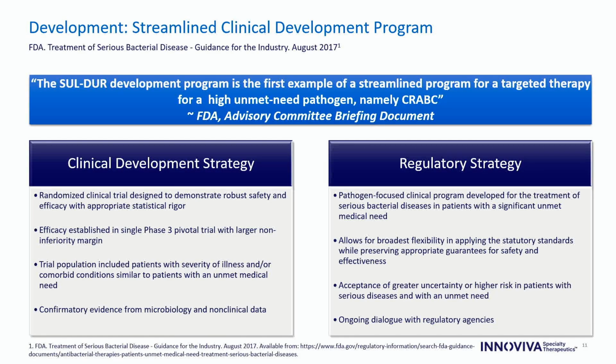Continuing on development, a streamlined clinical development program. So we did follow a recent FDA guidance, Treatment of Serious Bacterial Diseases. Guidance for industry came out in August of 2017. I'm going to quote the FDA. I would not be able to say this, but since the FDA was able to say this, they wrote this in our briefing book for the advisory committee meeting we just had in April. The SUL-DUR development program is the first example of a streamlined program for a targeted therapy for a high unmet need pathogen, namely CRAB-C. This is a quote directly from the FDA.